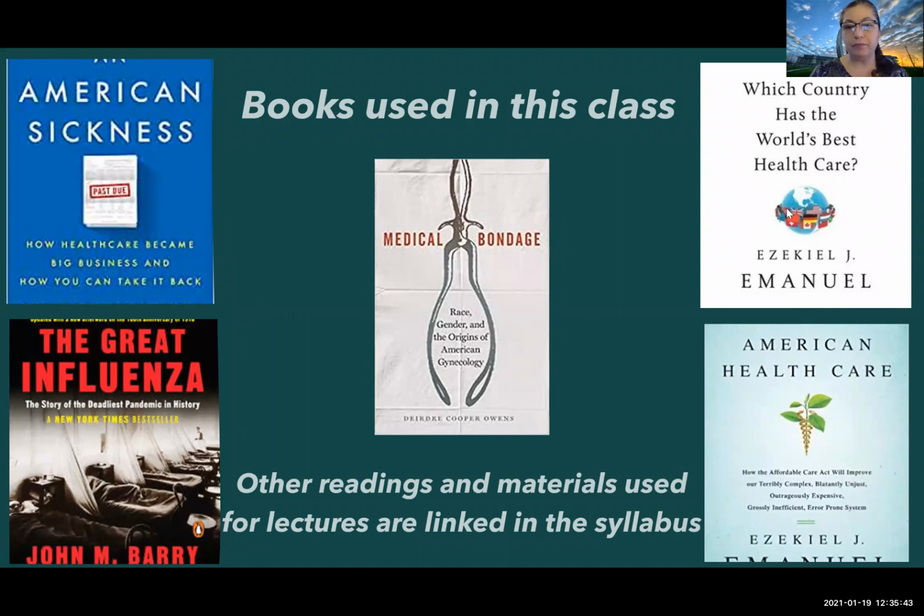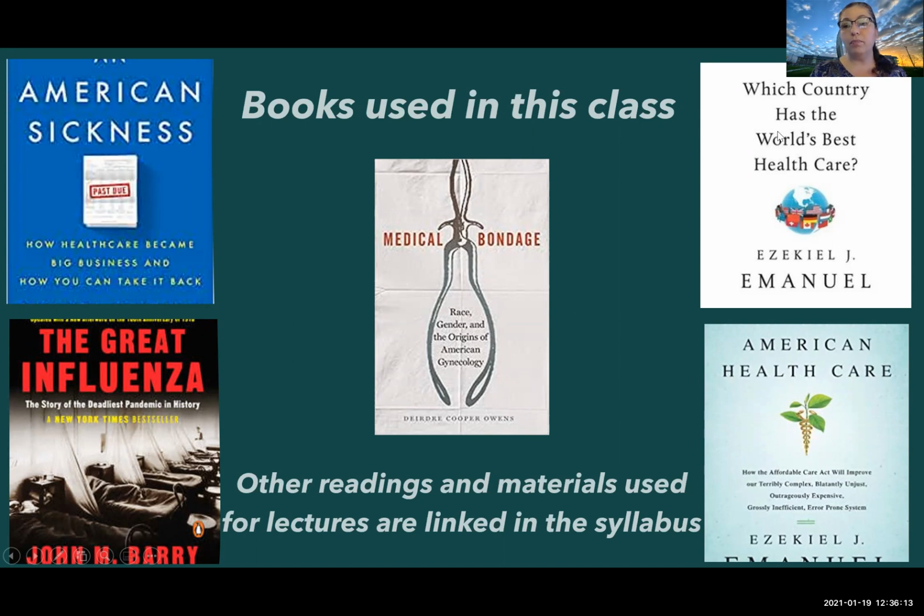The first book that we'll really be focusing on is American Healthcare by Ezekiel Emanuel, and you'll have quite a few readings early on in this book, as well as in The Great Influenza. The Great Influenza is available to you through CAT courses in a PDF version. You will have to purchase American Healthcare.